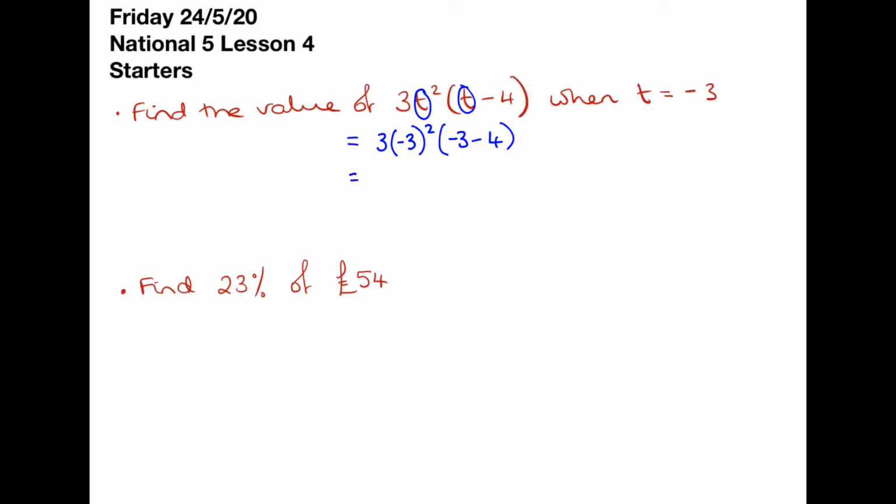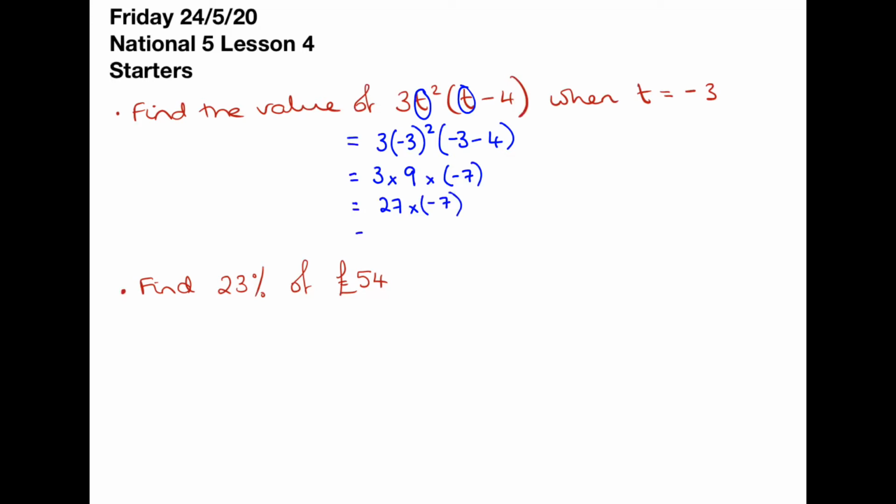Okay, so what we've got there is 3 times -3 squared is -3 times -3. So negative times a negative, that'll give us a positive, and 3 3s are 9. And then the value of the bracket, let's just work that out just now. -3 take away 4 is -7. I'm going to leave that in a bracket just now to highlight the negative there. So we need to do 3 times 9 is 27 times -7.